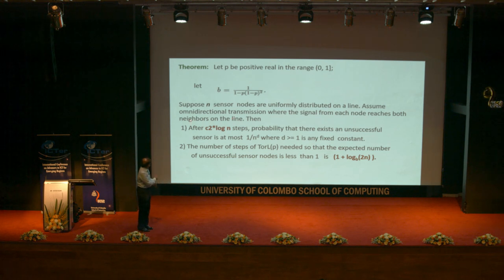Signal reaches both neighbors on the line, that's what I told you. After C2 log n, I haven't told you what C2 is, but some constant. I'll tell you what it is pretty soon. Log n is the number of nodes, okay? Steps, so suppose log n is 1,000 and C2 is 10 or something like that. After 10,000 steps, that is, you transmit, listen, transmit, or toss a coin.